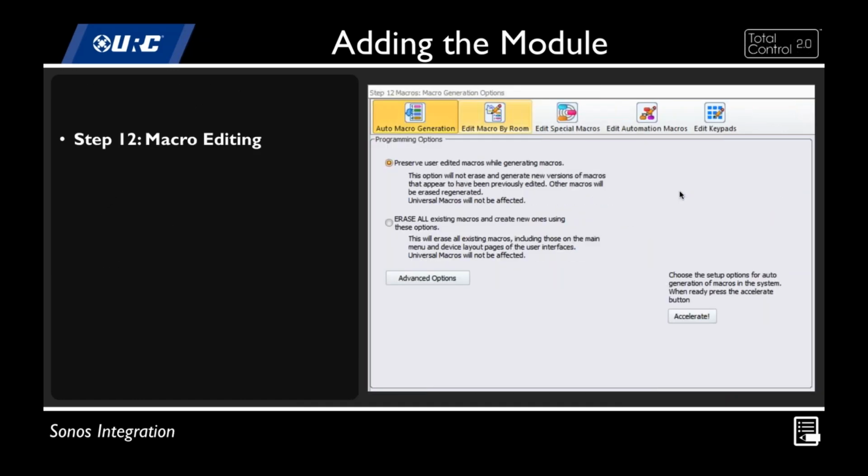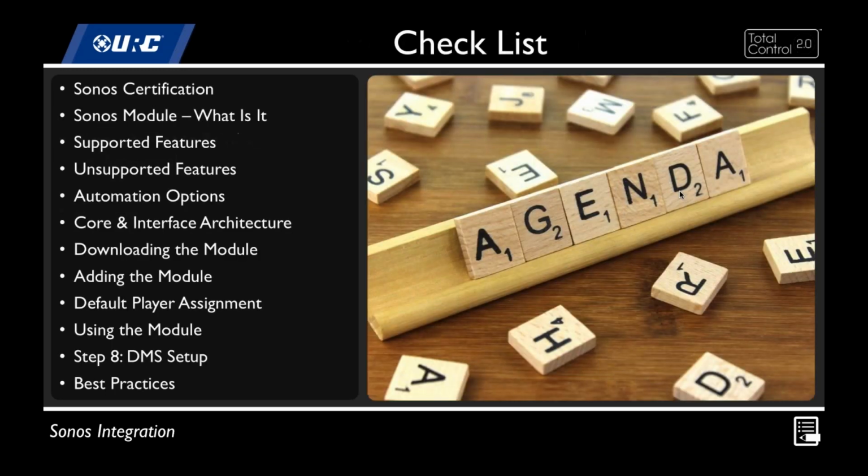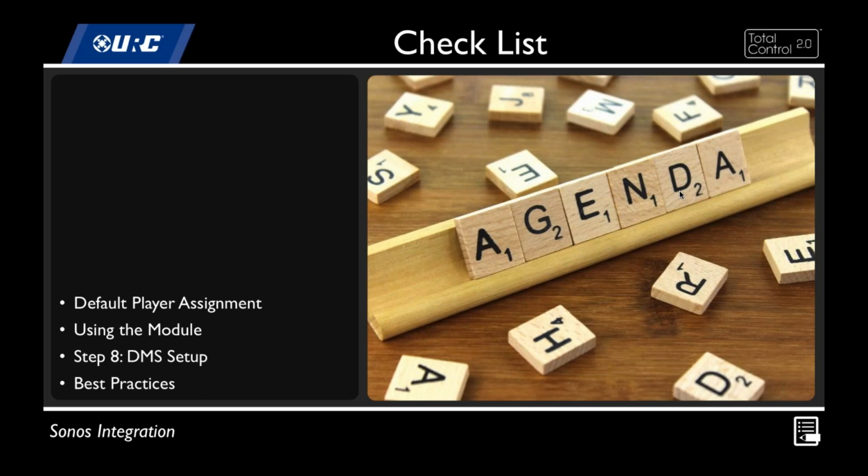After we've added the system parameter information, we'll go into step 12, and we're just going to accelerate, and after we've accelerated, we can just download to the system. So far we've knocked out quite a big chunk of today's class. What we're going to be talking about next is the default player assignment, how to use the module, and how to set up DMS with Sonos.